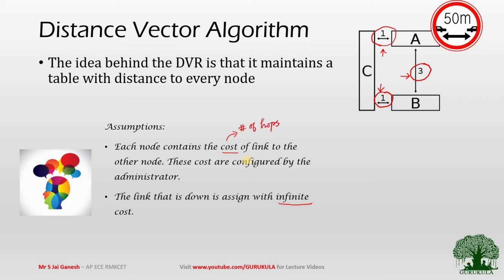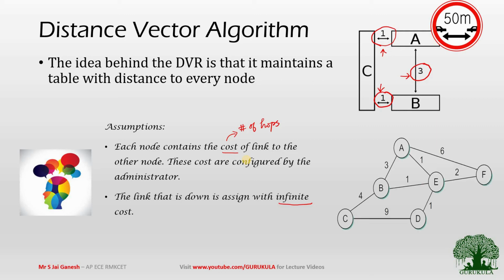The lesser the number of hops, the faster you can reach. So we will always choose the shortest path to reach from source to destination. This is the reason why we assign infinite cost, which means the highest cost, so the router will never take that into account for reaching the destination.